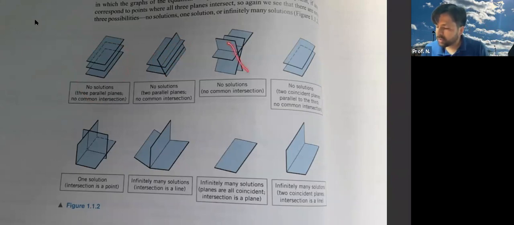You have this scenario here where they're all kind of intersecting one another, but there's only intersection of two planes together, not all three. And so the only way for a solution to exist is if they all intersect, so that there's only one common point of intersection. Do you guys see that?